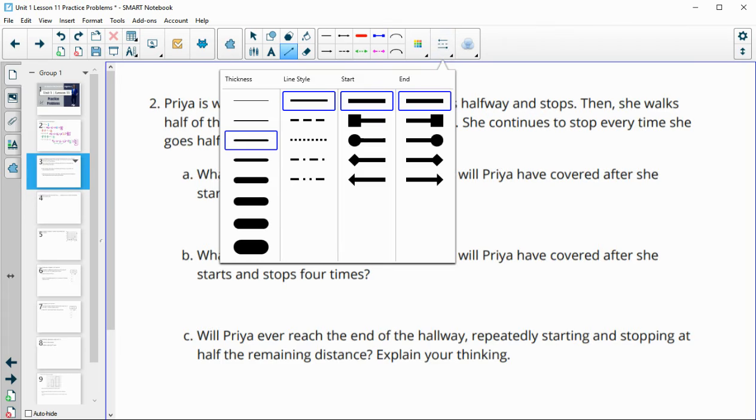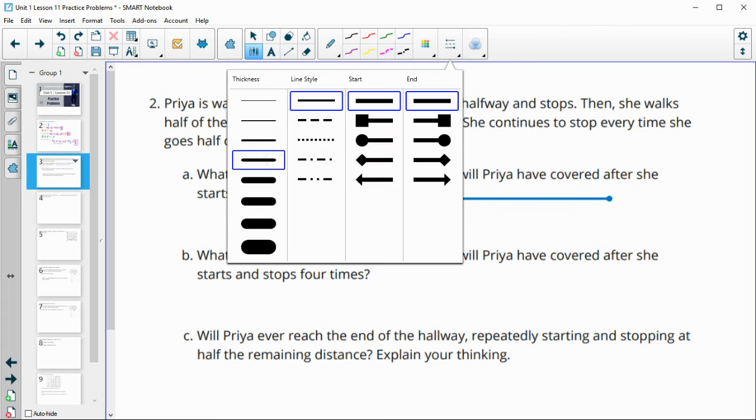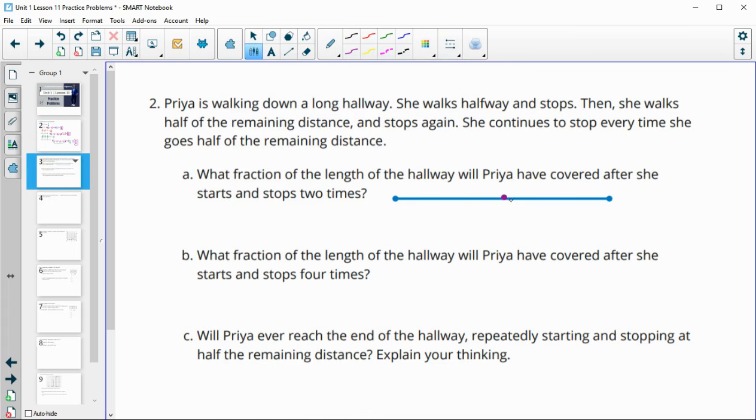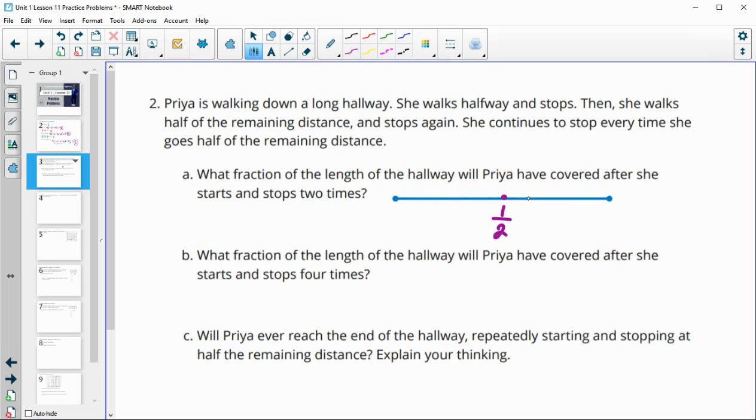Okay, so let's take a look at a full distance. Here's the full hallway, let's say. Then Priya is going to walk halfway. So she's going to get here, which is halfway. Then she's going to walk another halfway. She's going to walk half of this, and half of a half is a fourth. So now she's gone a fourth of this distance.